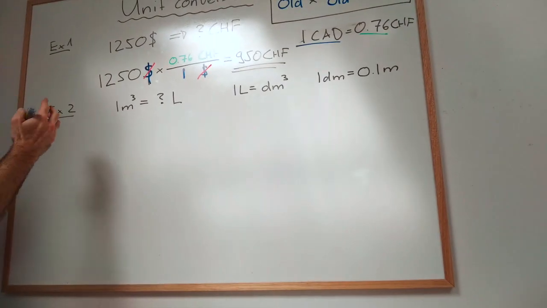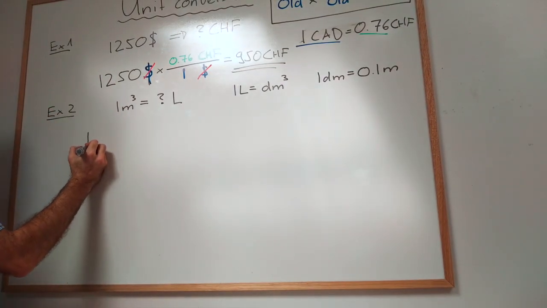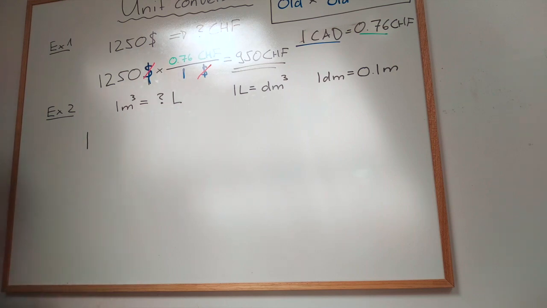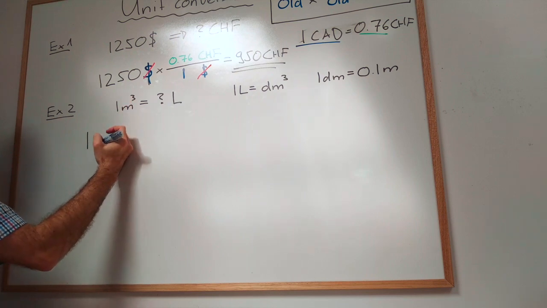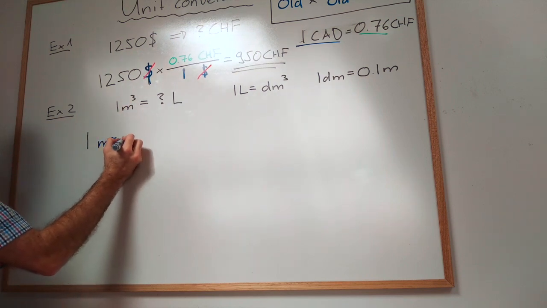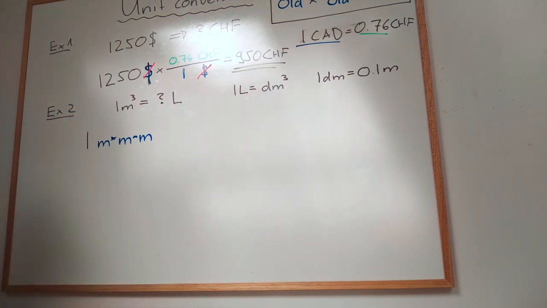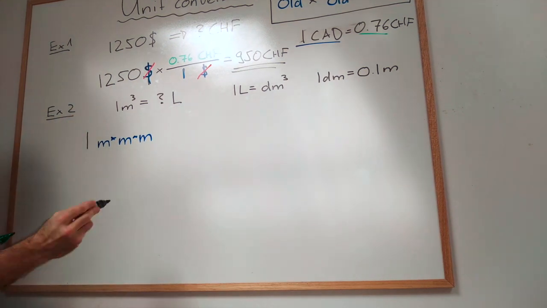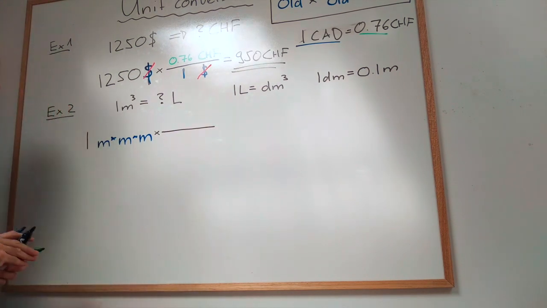So what do we do? Again, we start with what we were given at the beginning. So I was given 1 meter cube. But now look, instead of writing meter cube, I'm going to write meter 3 times in a row. This is meter cube, right? Then I multiply by a fraction. What do I want to get rid of? Well, I want to get rid of the meter.